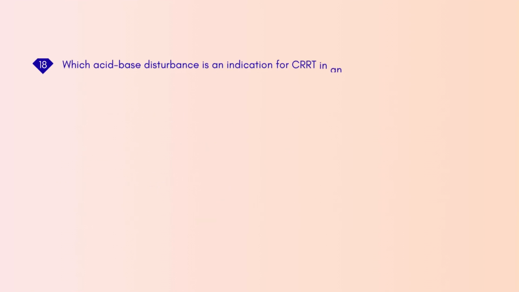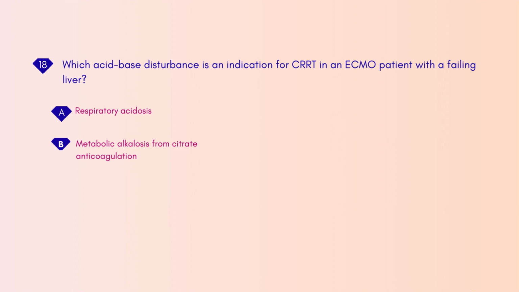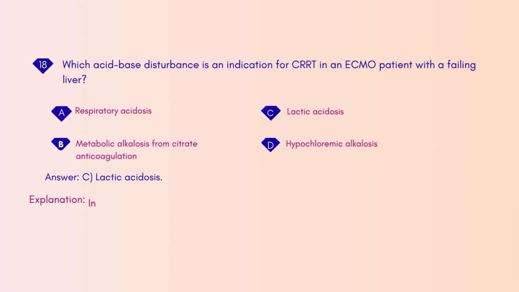Which acid-base disturbance is an indication for CRRT in an ECMO patient with a failing liver? A. Respiratory acidosis. B. Metabolic alkalosis from citrate anticoagulation. C. Lactic acidosis. D. Hypochloremic alkalosis. Answer: C. Lactic acidosis.